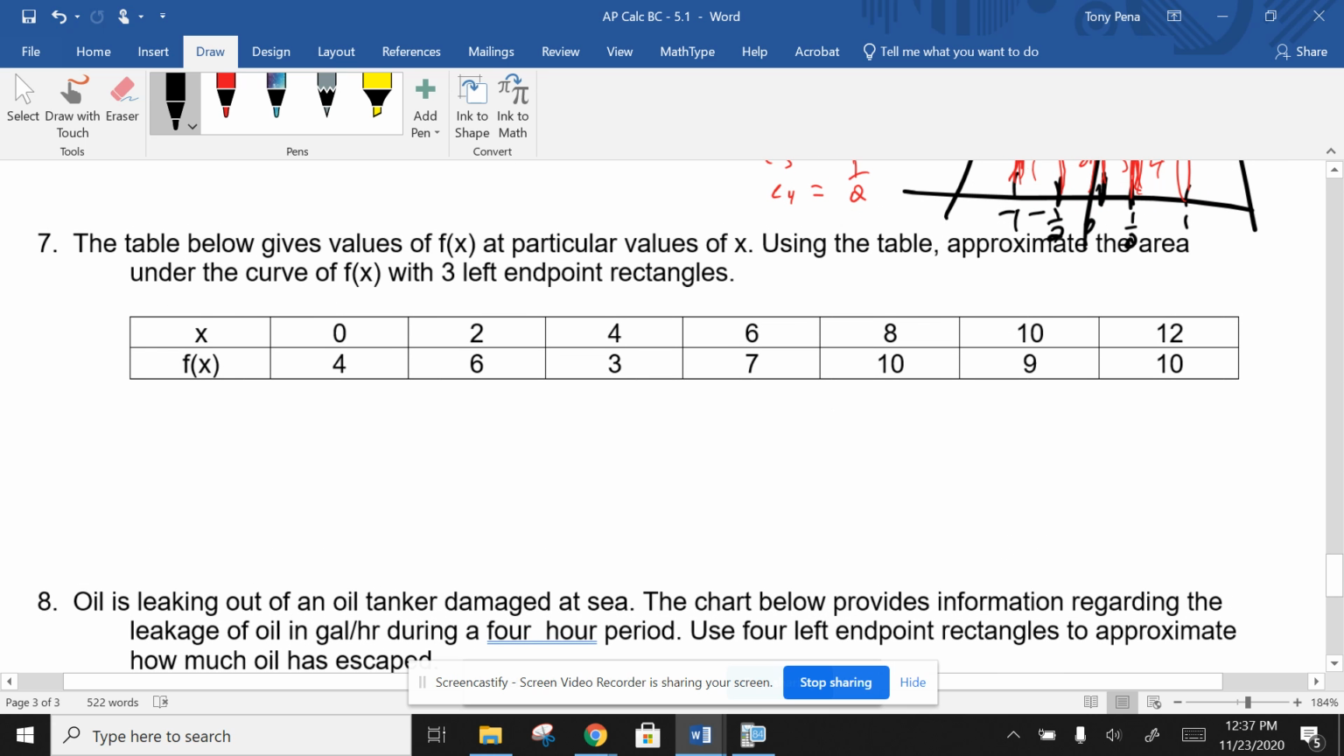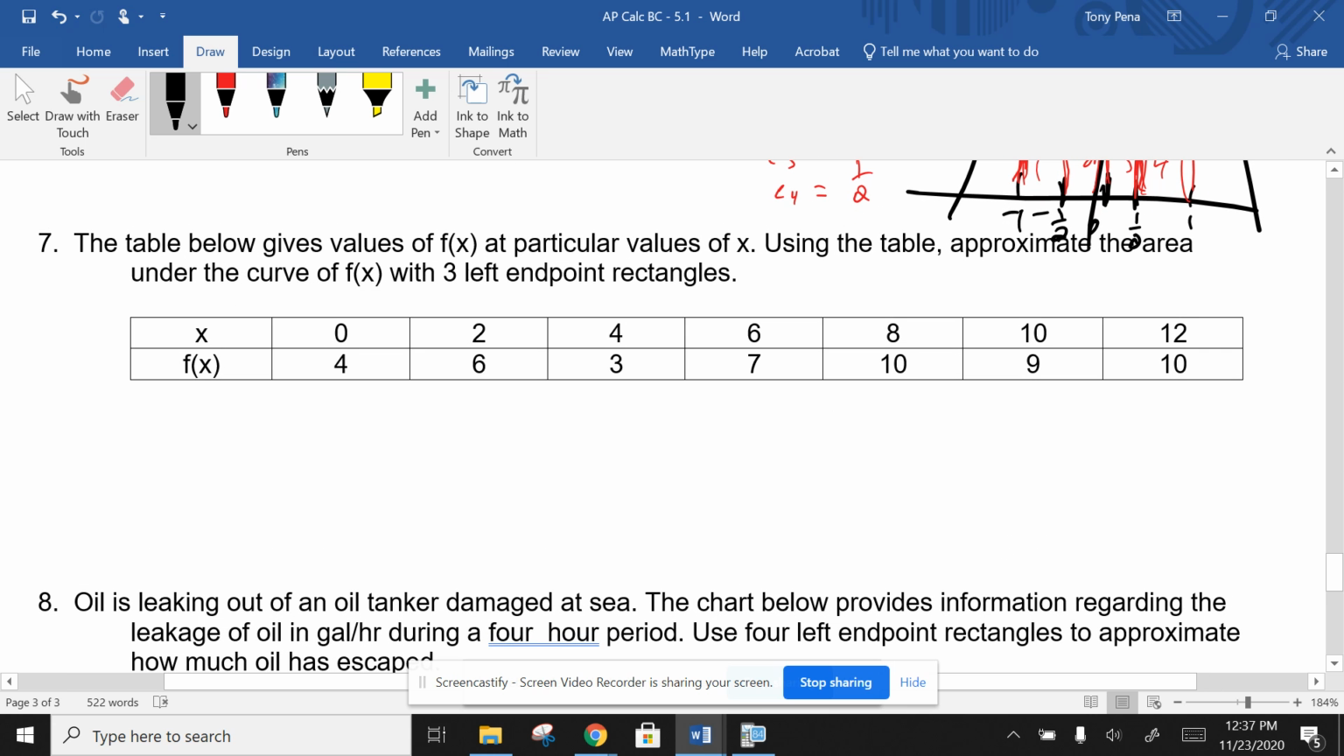So it says the table below gives values of some function, which is nice because we don't have to figure them out. And then it says, using the table, approximate the area underneath the curve f of x. We don't know what the function is, with 3 left endpoint rectangles. So this has to start the same. We want to know what is the length of each base. And the way we find the length of each base is by calculating that change in x. So we want the difference in the interval. So we're starting at 0, we're finishing at 12. So I have to cover an interval of 12, so 12 minus 0.